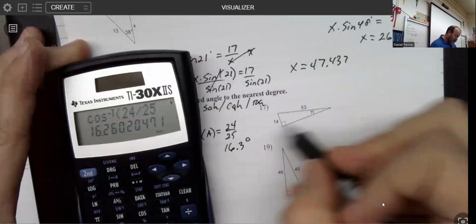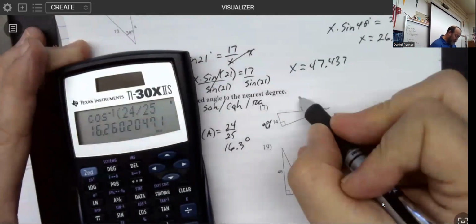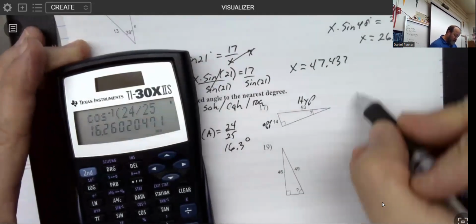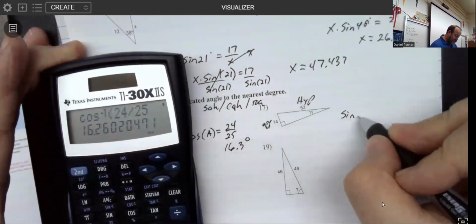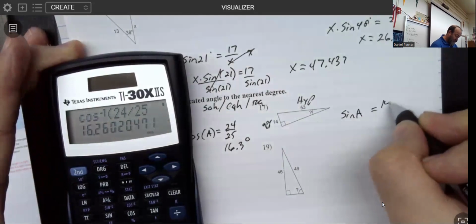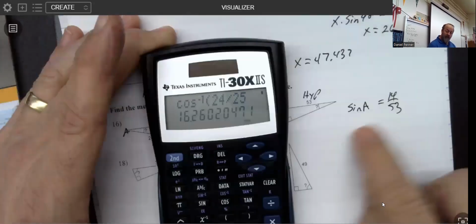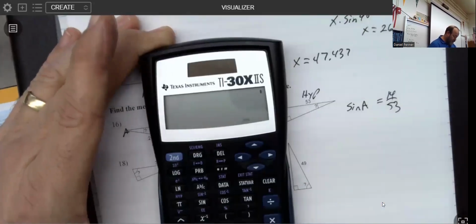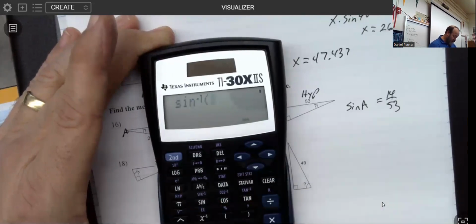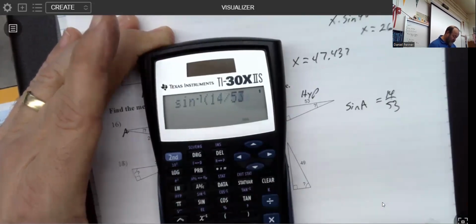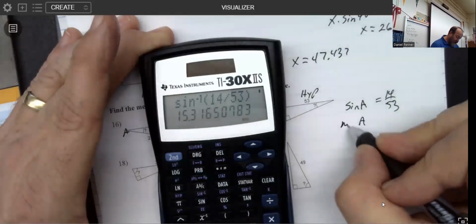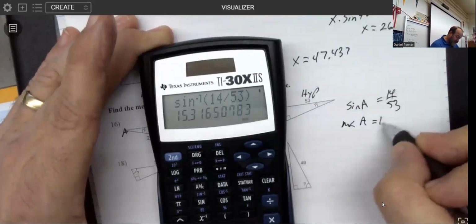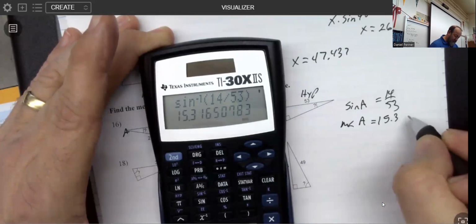From this one, this is far away and this is hypotenuse. So the one that uses opposite and hypotenuse is a sine. So I could say that the sine of some angle A is 14 over 53. So once we set it up, we're good to go. Inverse sine of 14 over 53. You just have to pay attention to which trig ratio you have. And I just found the measure of angle A is 15.3 degrees.